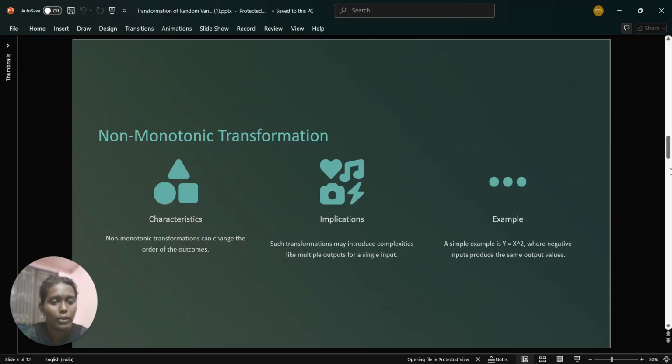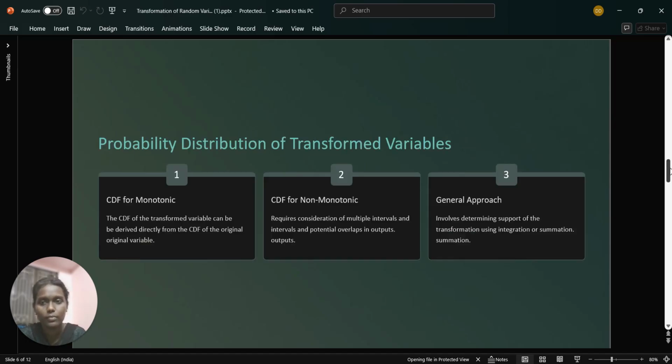Like if we take y is equal to x squared, and we give x as minus 1, then we will get the same output as for positive 1. We will get the same output values when we give the negative inputs also.